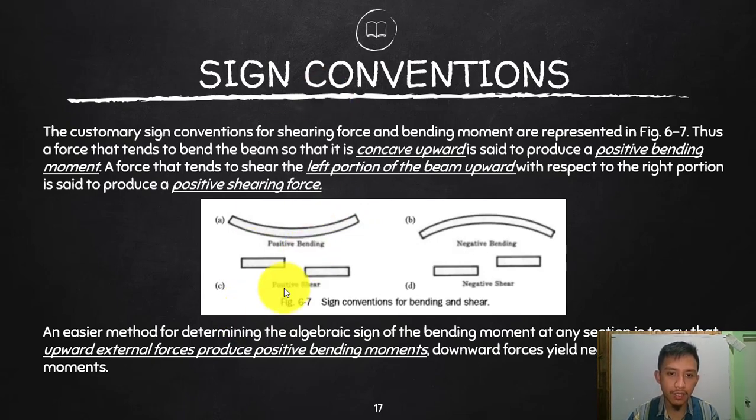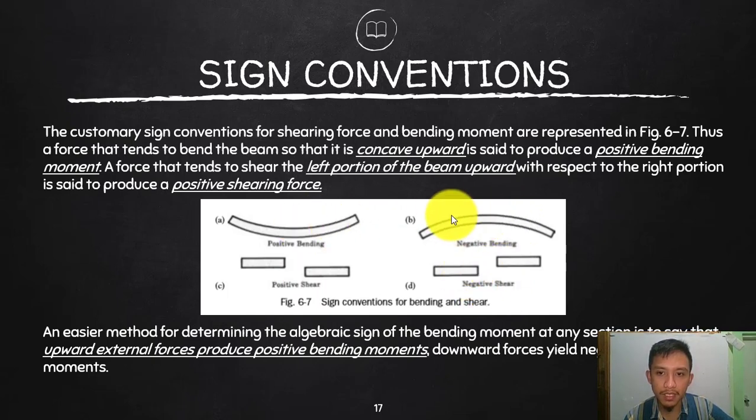And then how about if we are talking about shear? Okay, if we will try to consider shear, the positive shear will be the shear that will make your left side deflected upwards relative to your right side. Okay, or the other way, your shear that will make your right side deflect downwards relative to your left side will be the positive shear. Okay, and if that is the other way, then that will be the negative shear.